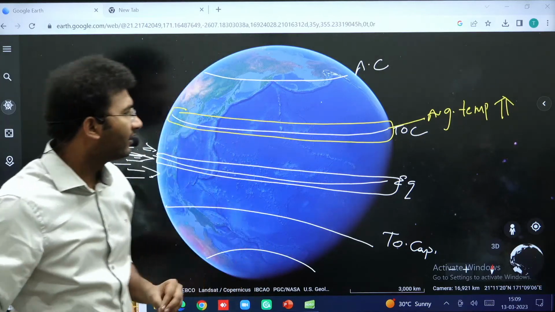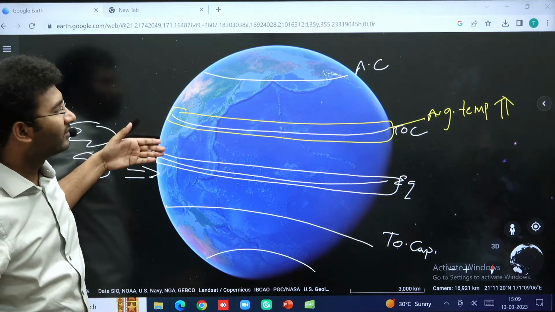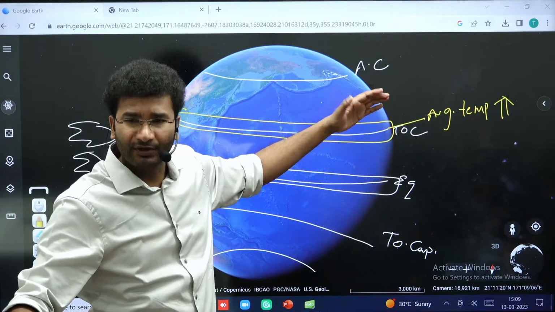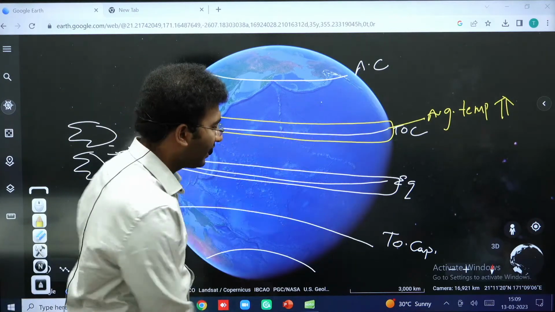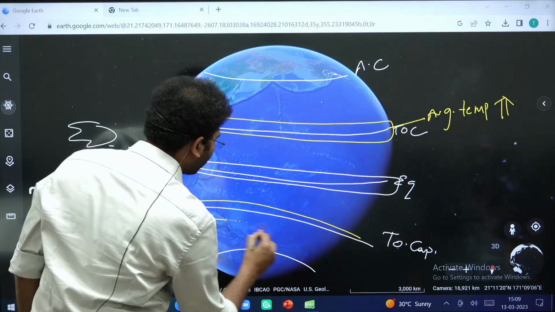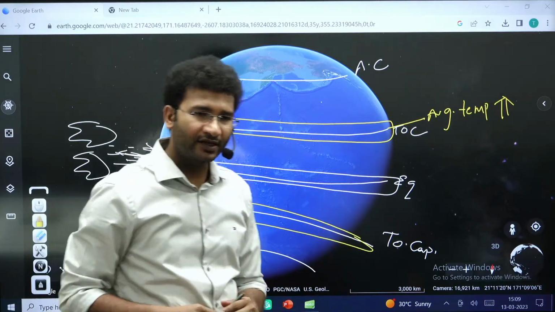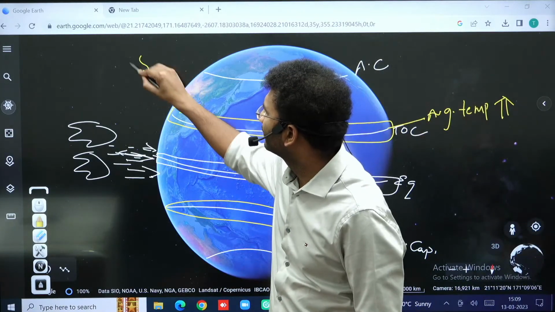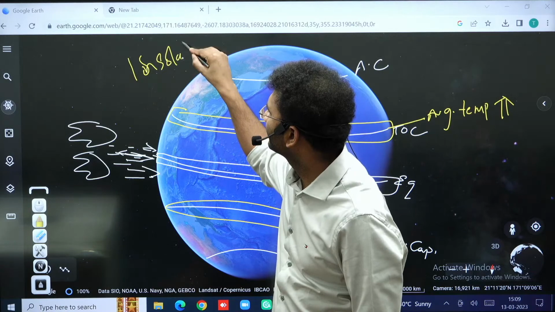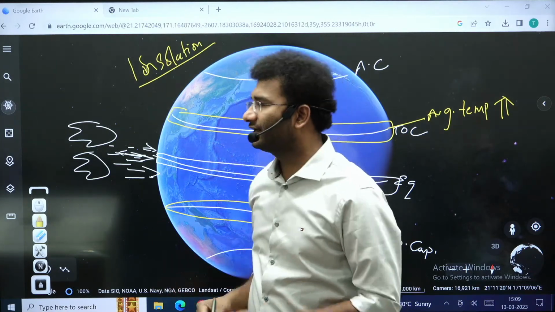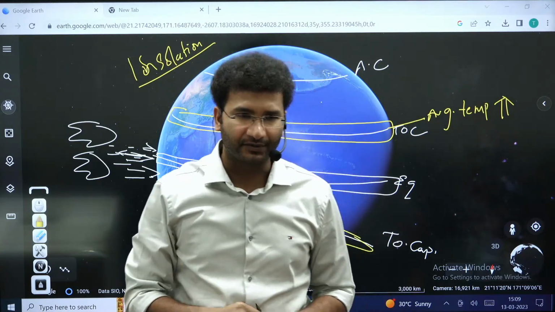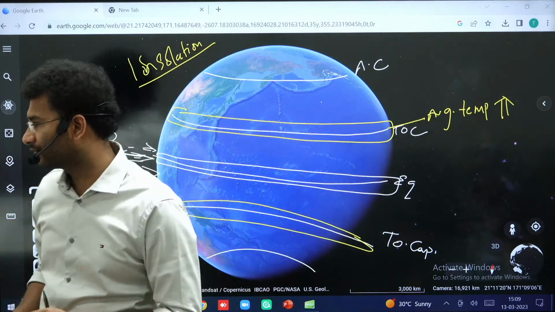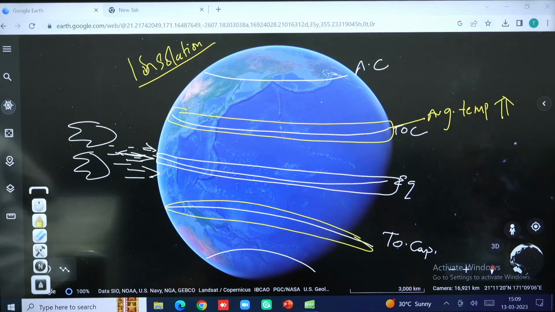So because of that, the average temperature of the ocean is higher near the Tropic of Cancer in the Northern Hemisphere, and in the Southern Hemisphere it is the same, right? Why? This is primarily because of the concept of insolation. Now, what is insolation? That is incoming solar radiation, right? And online, if you have any doubts, please post your comments in the comment section. I'll be addressing them, right?